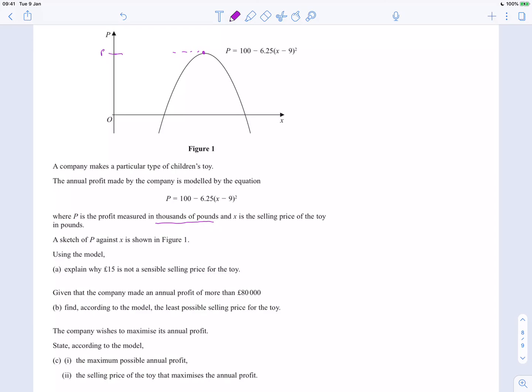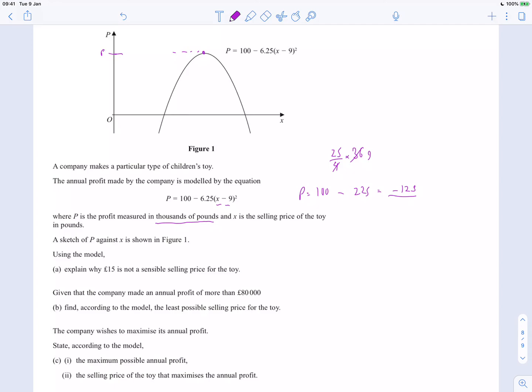Okay, using the model, explain why £15 is not a sensible selling price. Well, let's have a look at this. If I do 15 minus 9, that's 6. 6 squared is 36, so I'm going to have 36 times 6.25, and 6.25 is 6 and 1/4, which is 25 over 4. Then the 4 and 36 will cancel, so that'll be a 9. 9 25s are 225. So P becomes 100 minus 225, which is negative 125.